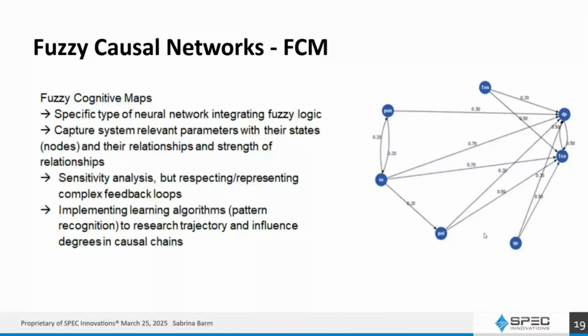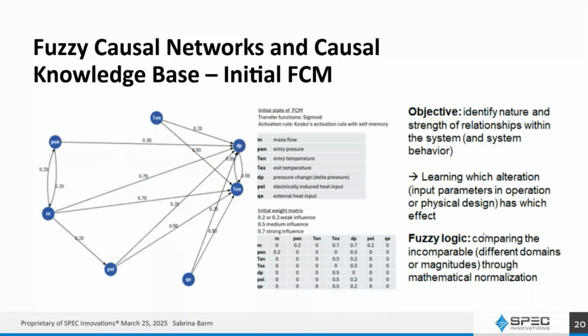And now we tried to model our system behavior in such an initial fuzzy cognitive map. The little blue dots here are representing our influential parameters, which are our input parameters, and the output parameters we're monitoring, and the relationships between them. And as I've tried to explain before, the objective is to identify the nature and the strength of relationships within the system and the system behavior, to learn if I change a parameter, how strong is that effect.